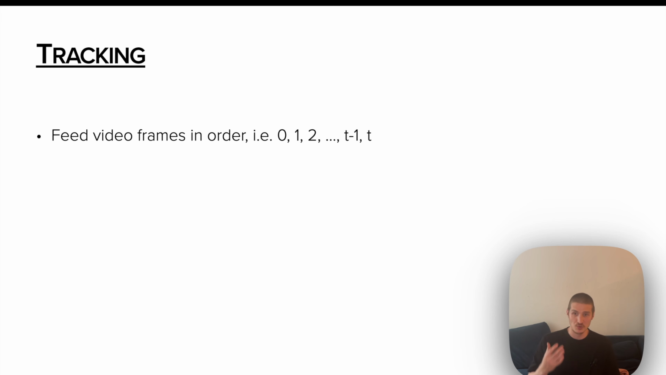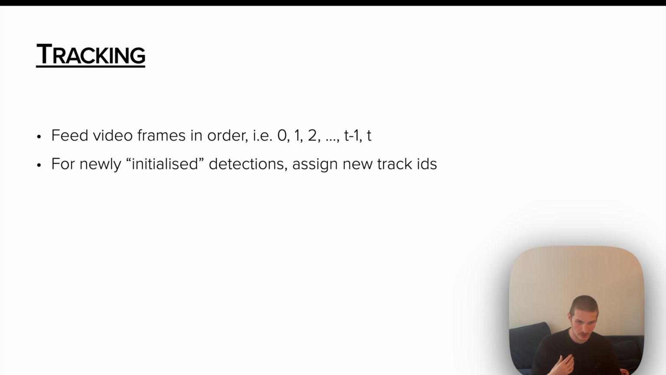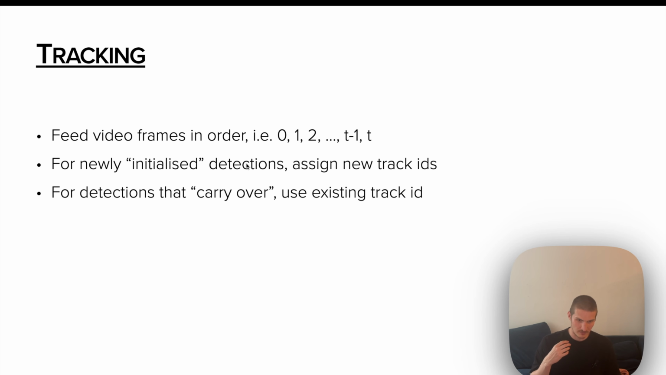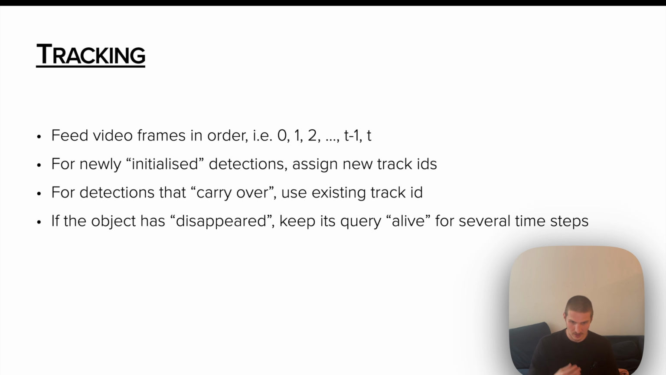And every time a new object appears, we don't know when a new object appears, but instead we let the model figure it out on its own. So if the model thinks that a new object has appeared, we'll see a new query output basically indicating that. And in case we have these newly initialized detections, we assign new track IDs to them. For detections that carry over from frame to frame, we use existing track IDs.